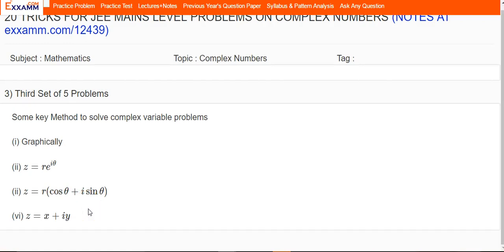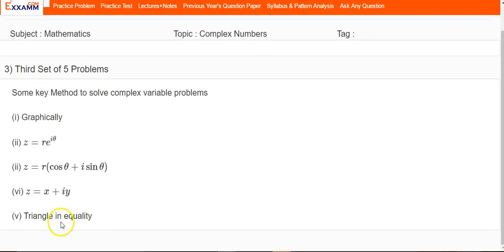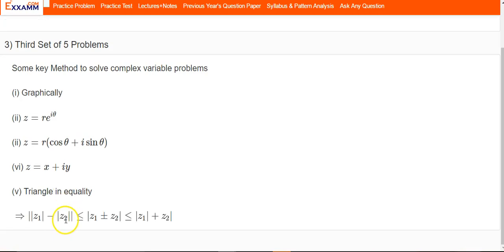Or what we can do is put z equal to x plus iy, old and good x plus iy, which also does the trick in many problems. And then there is the triangle inequality, that is, modulus of z1 plus or minus z2 is greater than or equal to modulus of z1 minus modulus of z2, and it is less than or equal to modulus of z1 plus modulus of z2.